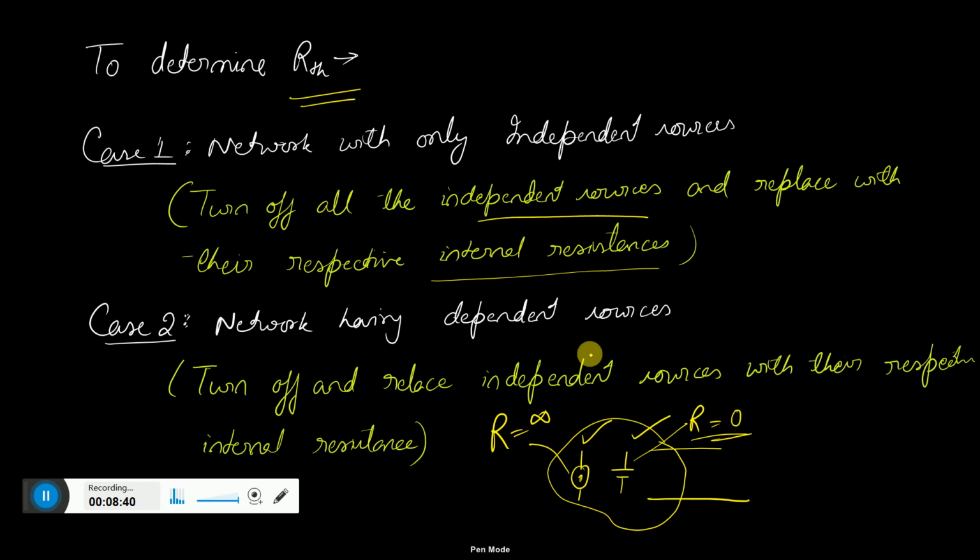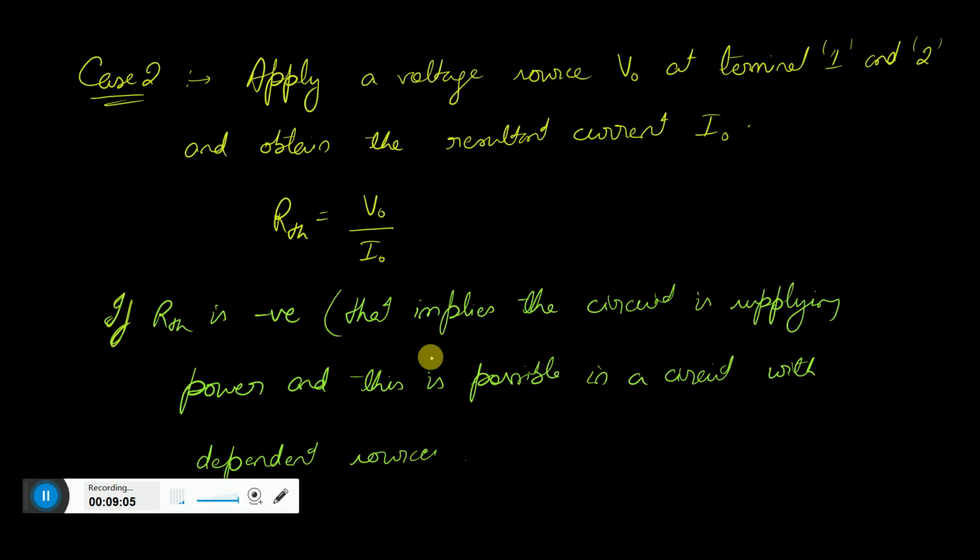Another case is a network having dependent sources. If a network has a dependent source and an independent source together, you do the same thing with the independent source that you did in case 1. But if it has dependent sources, then there is another side to it. For the independent sources you have to turn off and replace them. But for the dependent sources, what do you have to do?